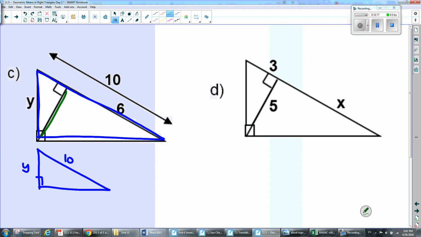Okay, we could try to use this triangle here in green. All we know is the long leg is 6. We don't know any of those other sides. That does not help us set up a proportion. So we cannot use that triangle in green. That means we're down to just the triangle in red.